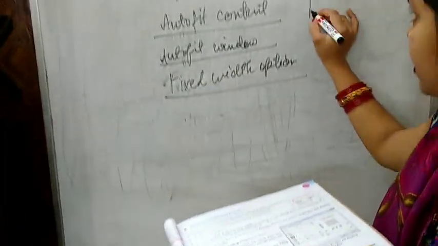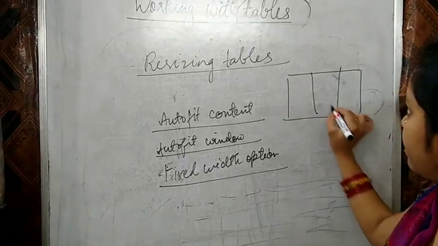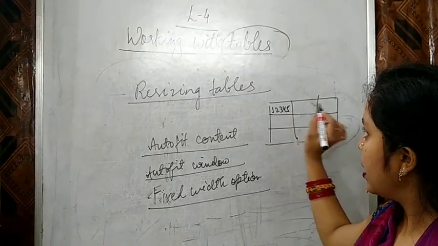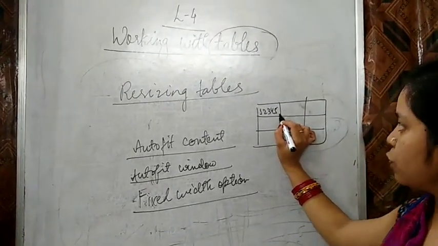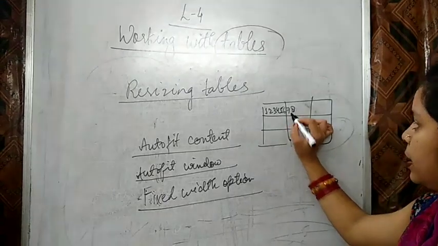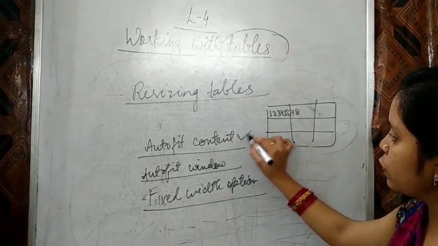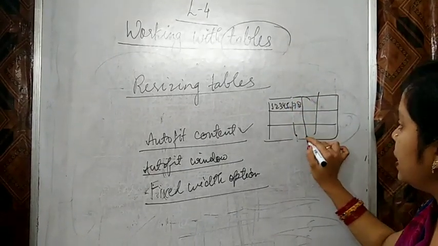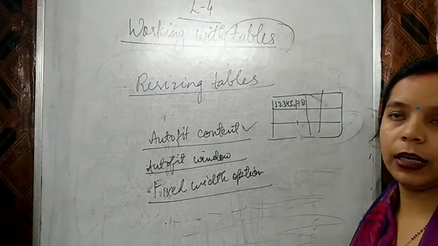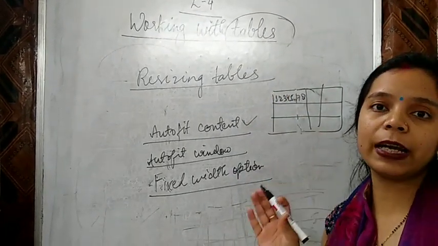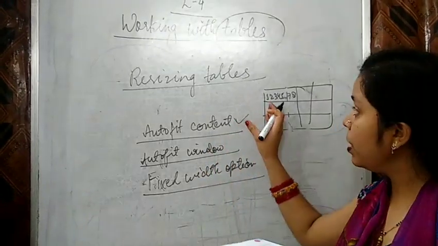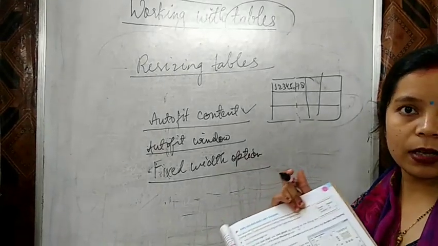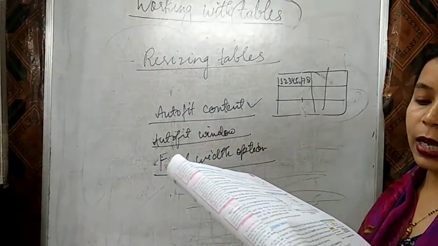Means if suppose this is your table and this is your cell. Suppose you are writing something here. Now space is not there. You want to write more numbers here. So what it will do, if you choose this option, automatically it will shift the size of the column. It will increase the size of the column automatically according to the data. If the data is large, it will make the size large. According to data, it will adjust the size of the table. So this is known as auto fit content.